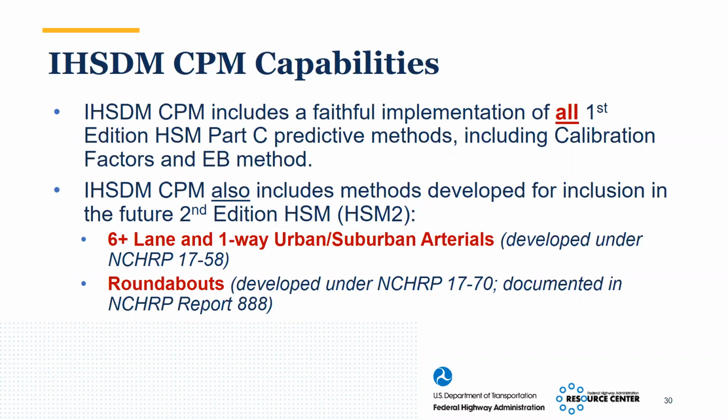So IHSDM already includes models for 6+ lane and one-way urban and suburban arterials. Those were developed under NCHRP Project 17-58, and also models for roundabouts, which were developed under NCHRP 17-70 and documented in a report, NCHRP 888. So those are an extension of what's currently in the HSM.